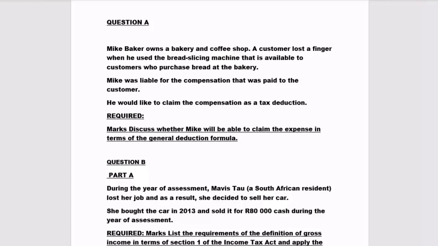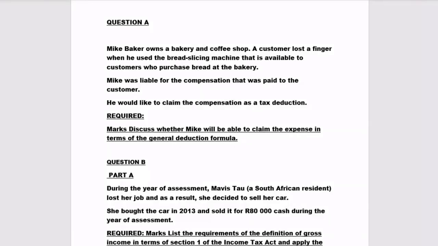Right, we're going to establish who Mike is and his business in terms of the above requirements. Was Mike carrying on a trade? And the answer would be yes. Mike carries on a trade as he owns a bakery and a coffee shop. Compensation was paid, and therefore there was an expense. Compensation was paid because Mike was liable to pay the client.